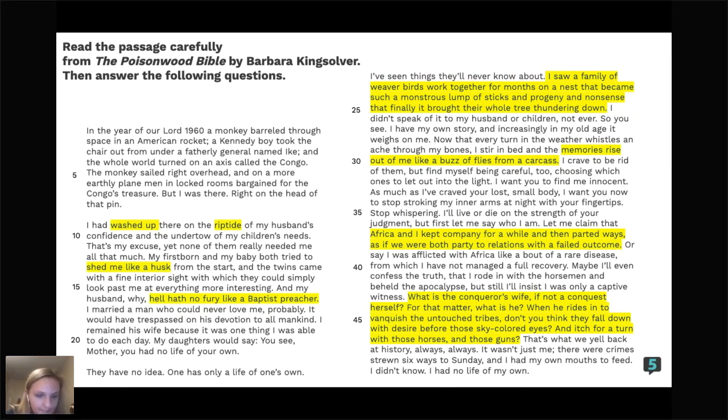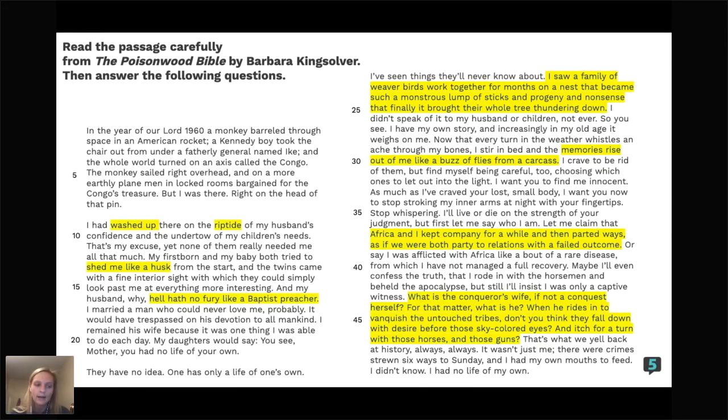Yeah. And then on the top of the second section on the right side, that starts at 22, I saw a family of Weaverbirds work together for months on a nest that became such a monstrous lump of sticks and progeny and nonsense that finally it brought their whole tree thundering down. I personally thought this was a form of allegory, because this could represent something bigger, I think, at least.